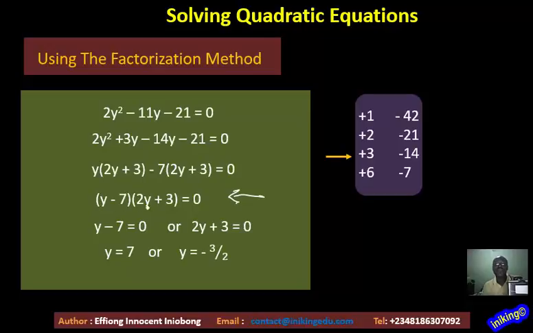What does this mean? Two numbers multiply, the result is 0. One of them will be equal to 0. So that y minus 7 is equal to 0, or the second one, 2y plus 3 equals 0. And from here we can solve that our y is equal to 7, or y equals minus 3 over 2. That brings us to the end of using the factorization method. In the next video clip, we'll be looking at using the formula method, that is the completing the square method.